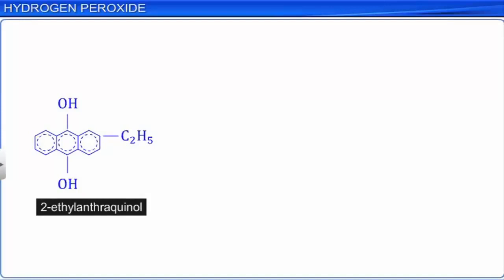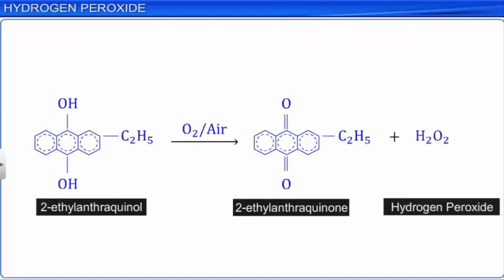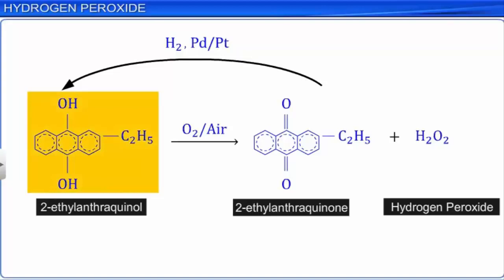Commercially, hydrogen peroxide is prepared by auto-oxidation of 2-ethyl anthraquinol. First, air is passed through 2-ethyl anthraquinol to yield 2-ethyl anthraquinone and hydrogen peroxide. The product, 2-ethyl anthraquinone, is then reduced. For this, hydrogen under a pressure of 1 to 3 atmospheres at 4 degrees centigrade is passed over 2-ethyl anthraquinone. This gives back 2-ethyl anthraquinol, the reactant. This reaction gives a dilute solution of hydrogen peroxide. It is then extracted with water and the solution of the required concentration is prepared.